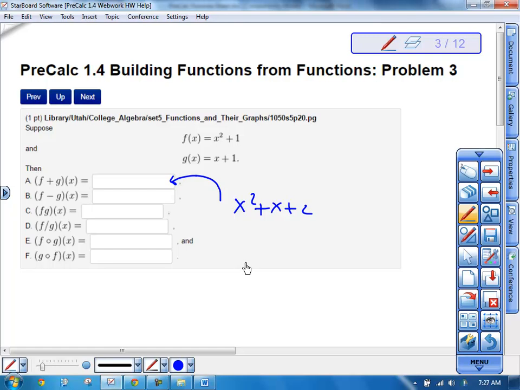Next, it wants you to subtract them, so it's going to be function f, which is x squared plus 1. Now you got to subtract function g. Make sure you do it in parentheses. And so you'll have x squared minus x, and that's it, because the 1 and the negative 1 will cancel. And that goes right here.